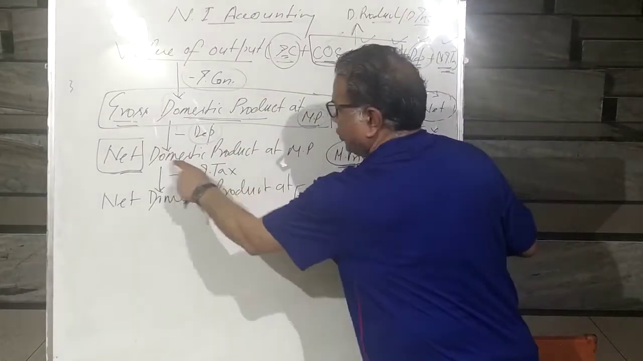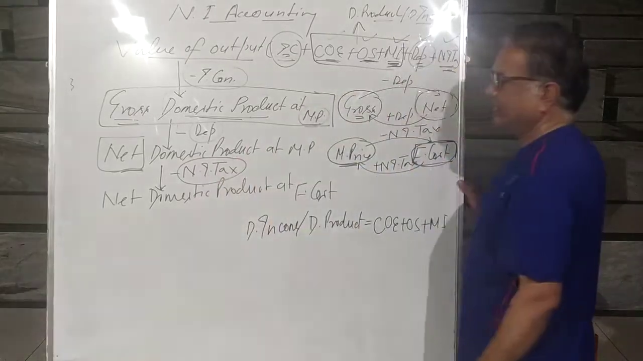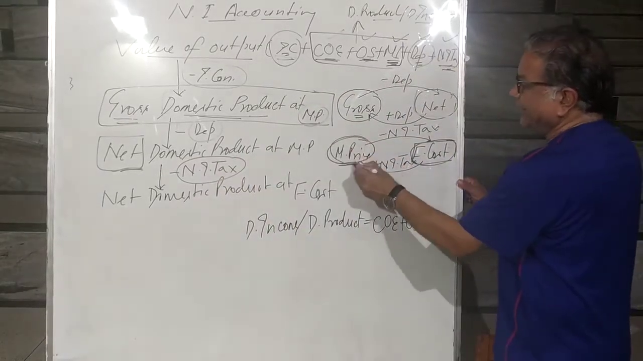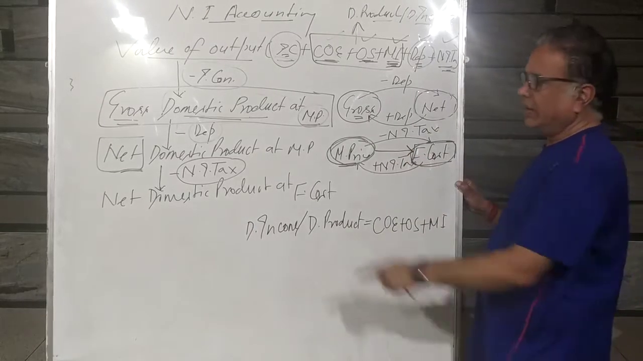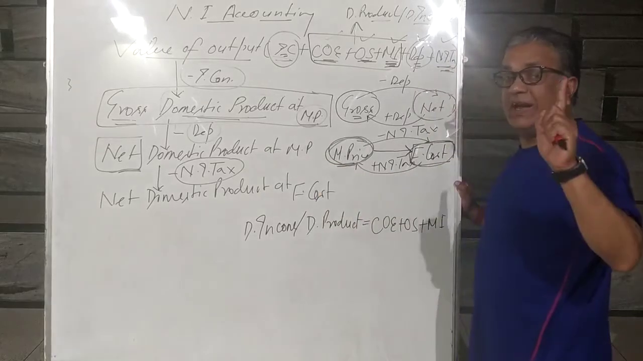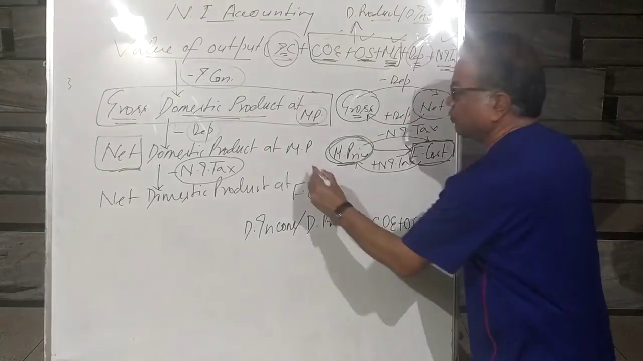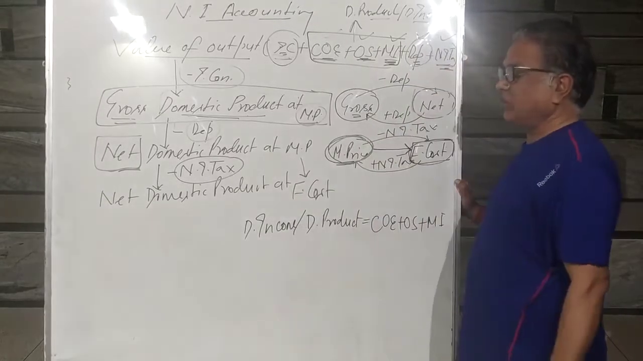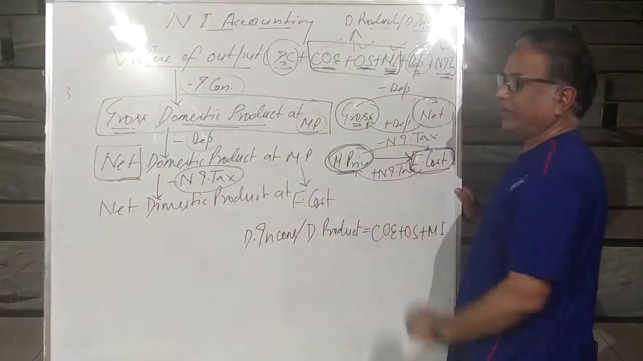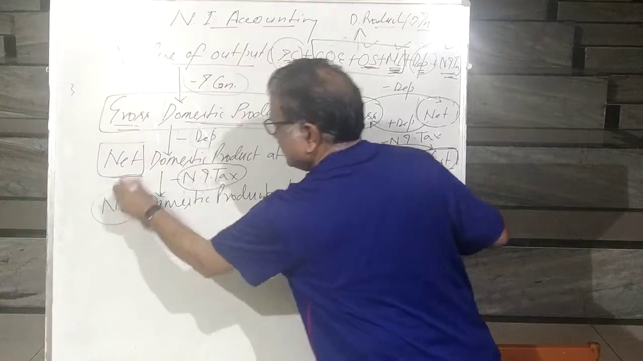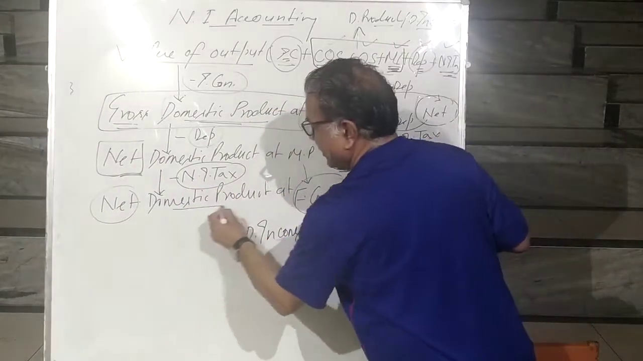Now from this net domestic product at market price, if you remove net indirect tax, the market price will be called factor cost. Here, market price means net indirect tax is included. Now you are going to remove this net indirect tax. What will happen? Market price is converted into factor cost, and that is called net domestic product at factor cost. It means no depreciation, no net indirect tax. So what is left? Only domestic product.